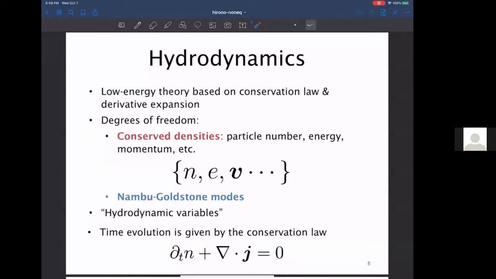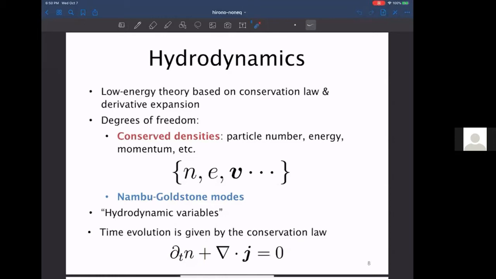The degrees of freedom of this theory are twofold. One is conserved charge densities. For example, when the particle number is conserved, the particle number density enters as a degree of freedom. There's also energy momentum conservation and so on. This consists of one class of hydrodynamic variables, and another class is the Nambu-Goldstone modes, which appear when continuous symmetry is spontaneously broken. Both lead to massless or gapless degrees of freedom, so those are important degrees of freedom at low energies. We will refer to these as hydrodynamic variables.